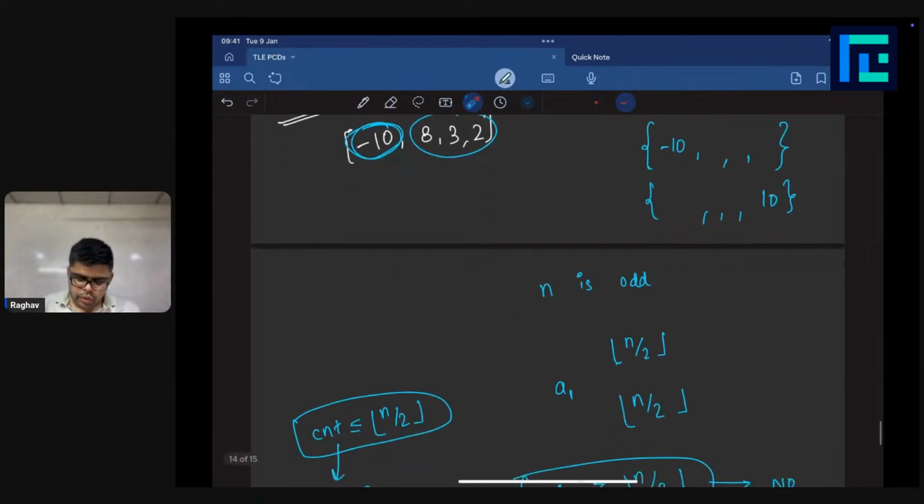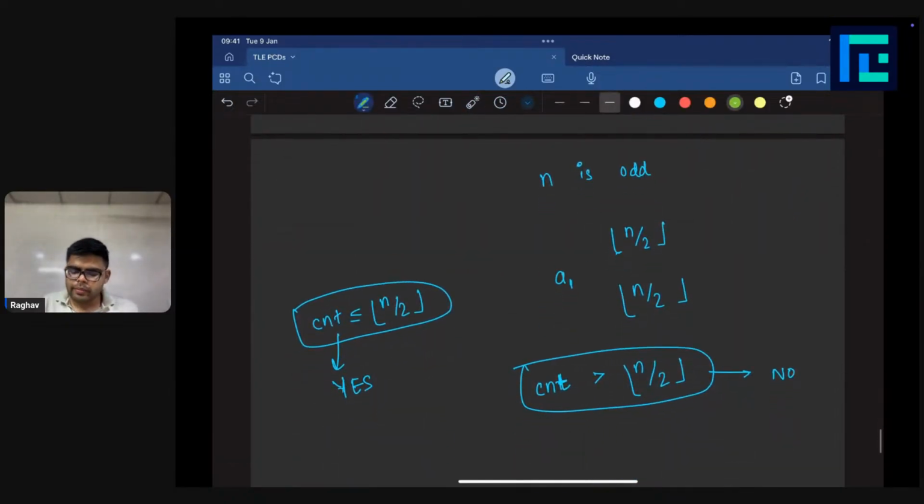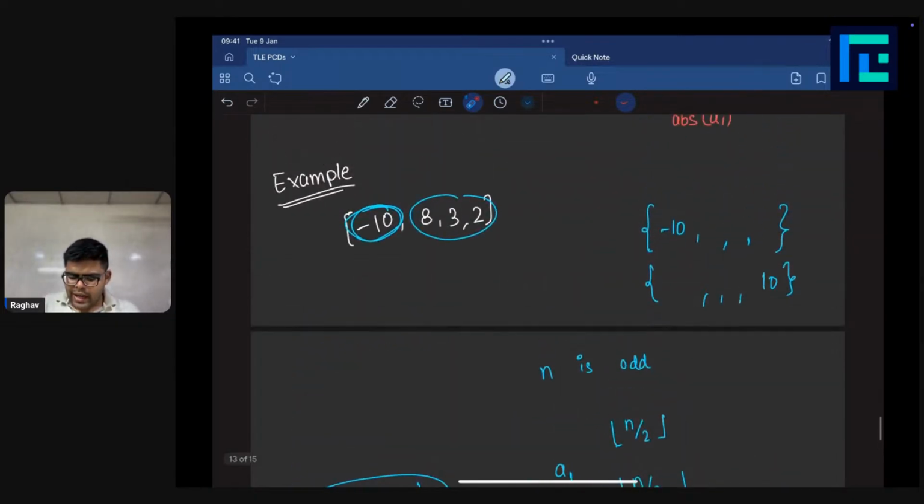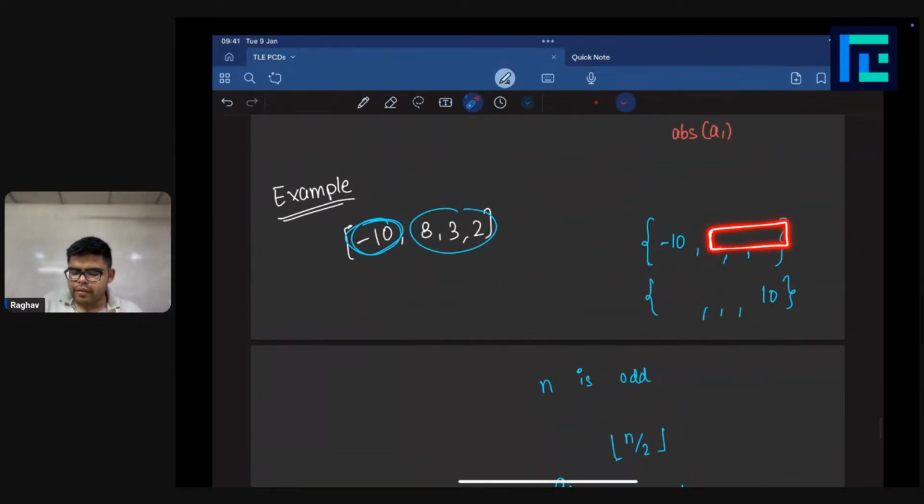Right. So here I formulated the thing a little bit: let's say count is the number of people who are having smaller absolute value than A1. Then if this count is greater than n by 2, then in that case, on one of the sides, you will definitely have this many people who would be greater than or smaller than the current guy.